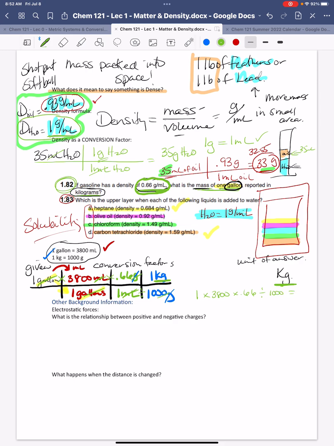So where'd that come from? There's the 1, there's the 3,800, there's the 0.66, and there's the 1,000. Multiply, multiply, divide. Okay, so let's do that. So 1 times, that's pretty easy, 3,800 times 0.66 divided by 1,000. And I get my answer out of the calculator.